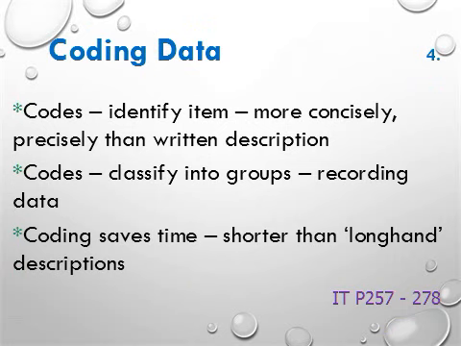4. Codes identify items more concisely and precisely than written descriptions. They also help to classify items into groups for recording data. Coding saves time, because it is shorter than longhand descriptions.